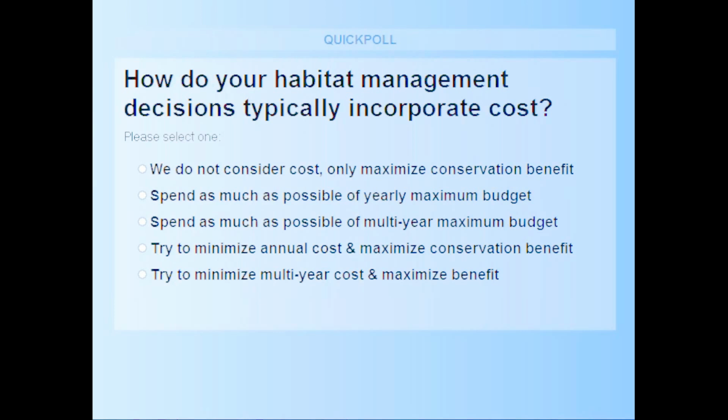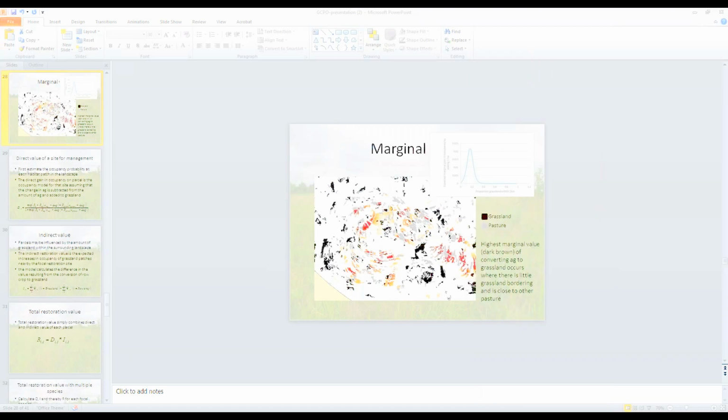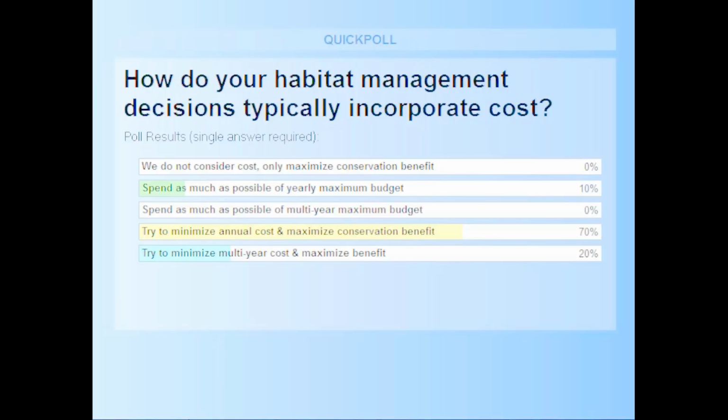We've got close to 50% of the vote coming in. I'm going to close it in a few seconds. It seems like when I close the poll, that's what happens to your presentation there, but I do have the results of the poll. 10% of the folks say they spend as much as possible of their yearly maximum budget. 70%, by far the winner, say that they try to minimize annual cost and maximize conservation benefit, while 20% say they try to minimize multi-year cost and maximize benefit.